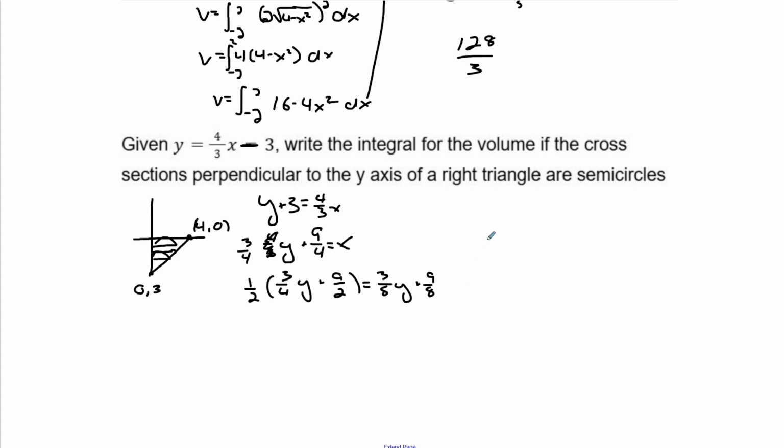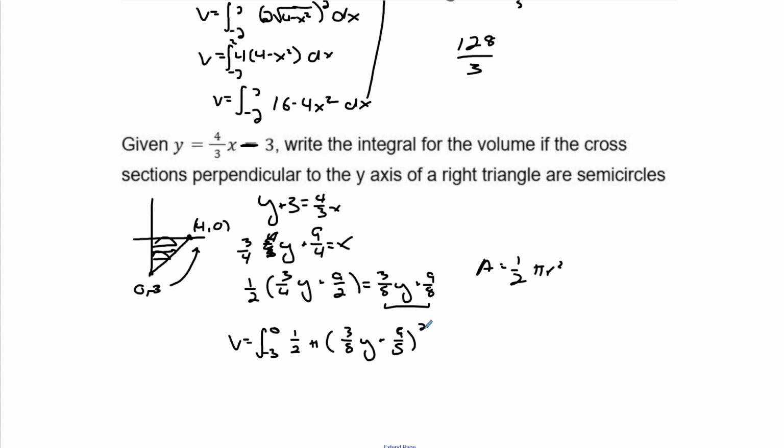And so what is the area of a semicircle? That is 1/2 pi r squared, right? So this is our r, okay? So how would we solve this? Well, we would just do the volume equals the integral from, what are our bounds? Well, if we are now in terms of y, then our bounds are also in terms of y. So it's going to be -3 to 0 of 1/2 pi times 3/8 y plus 9/8 squared, and then dy.